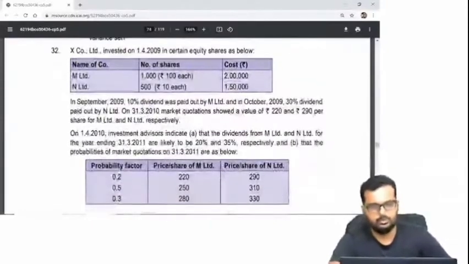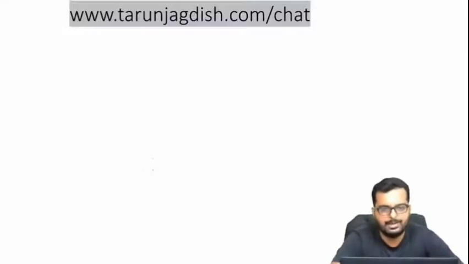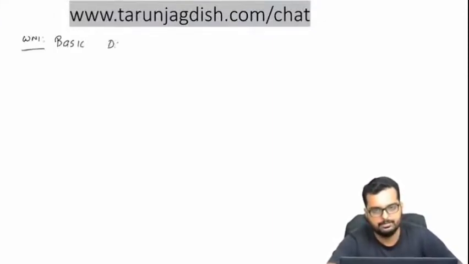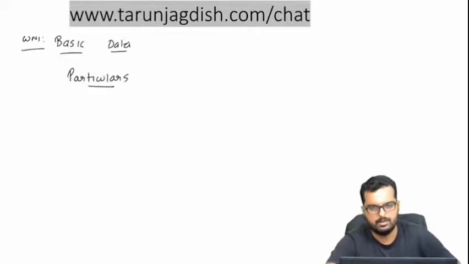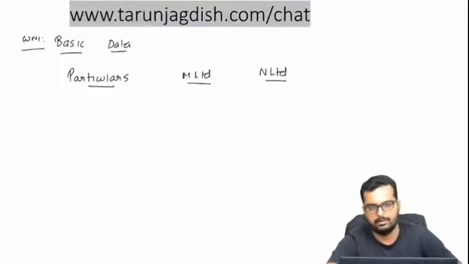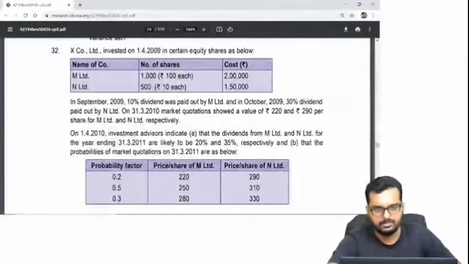Question number 32. We have two securities, M limited and N limited. So I'll write down working note number 1, basic data. In that we will write down particulars. Then you have M limited and then you have N limited. Point number A would be we have the number of shares.